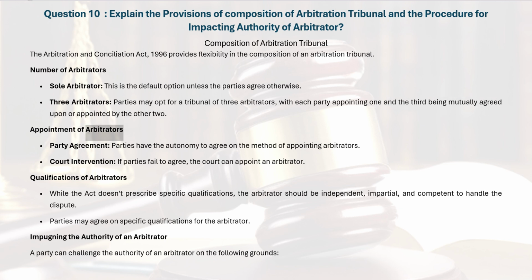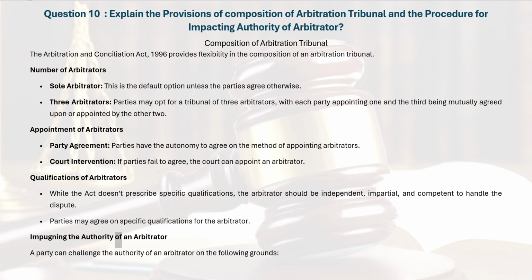Appointment of arbitrators. Party agreement. Parties have the autonomy to agree on the method of appointing arbitrators. Court intervention. If parties fail to agree, the court can appoint an arbitrator. Qualifications of arbitrators. While the Act doesn't prescribe specific qualifications, the arbitrator should be independent, impartial, and competent to handle the dispute. Parties may agree on specific qualifications for the arbitrator.